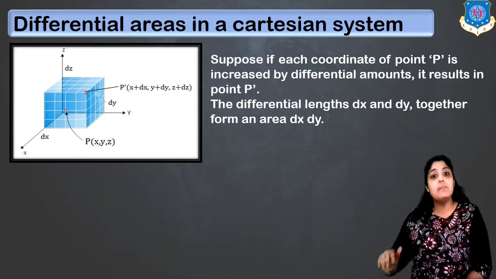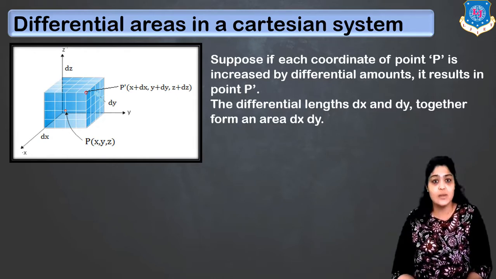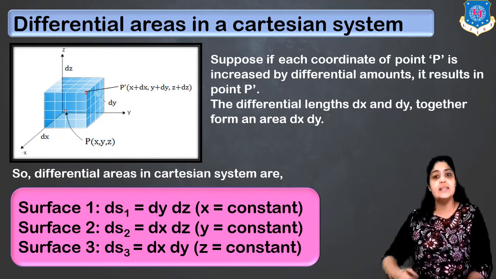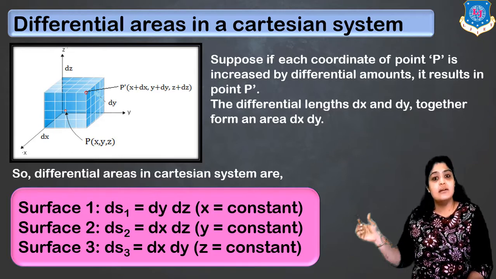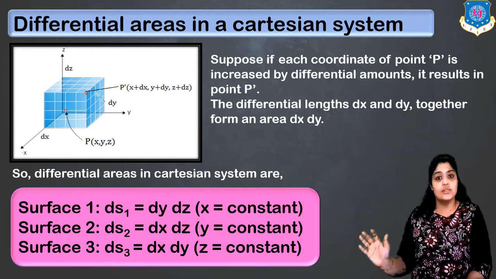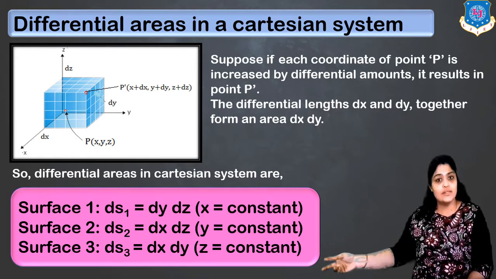So along the xy plane, I get a differential area dx dy. I say that differential areas in the Cartesian coordinate system are represented as ds1, that is the differential area across the yz plane where x is a constant. So only y and z vary. So I have dy dz where x is a constant.